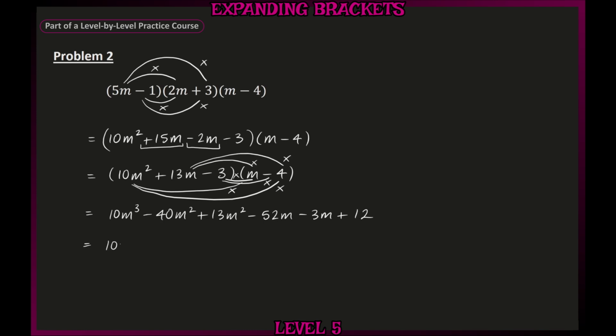So we have 10m cubed. Next, the minus 40m squared and the plus 13m squared can be collected together to give us minus 27m squared. We can also collect together the minus 52m and the minus 3m, which give us minus 55m. And finally, we just have a plus 12 on the end. So 10m cubed minus 27m squared minus 55m plus 12 is our final answer to problem 2.